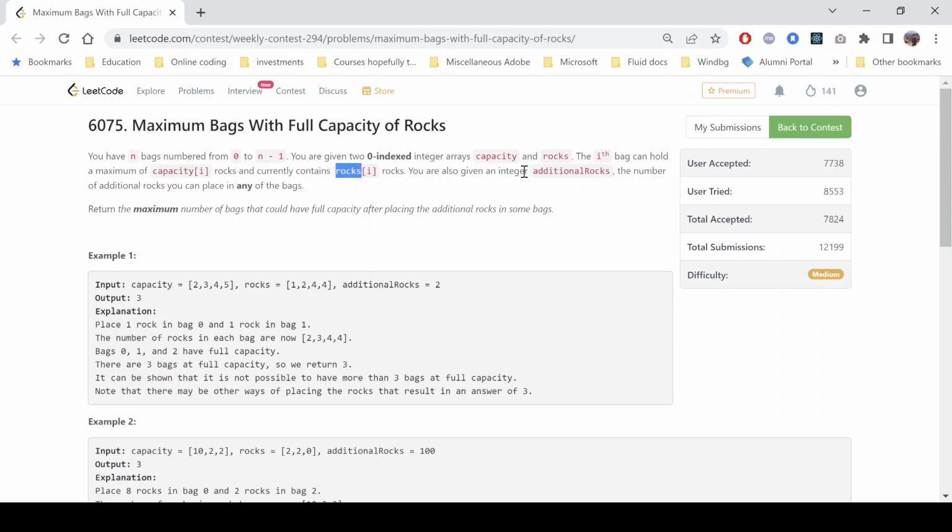We are also given an integer additional rocks. This denotes the number of additional rocks that we can place in any of the bags. So what we need to do is return the maximum number of bags that could have full capacity after placing the additional rocks in some bags.